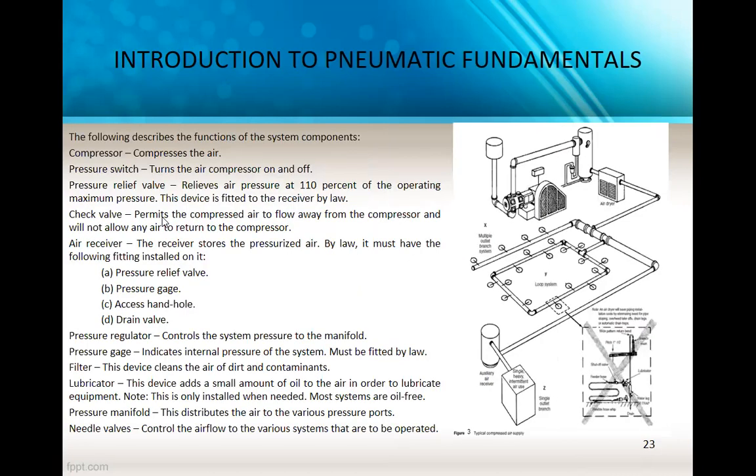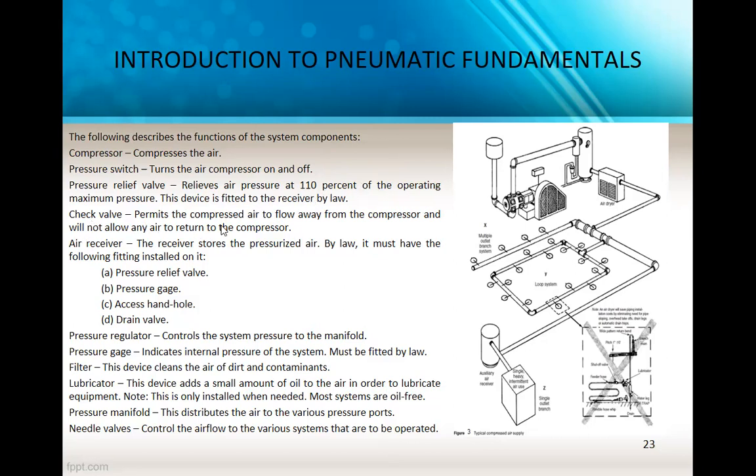So the following describes the function of the system components. So compressor, siyempre, compresses the air. Pressure switch turns the air compressor on and off. Pressure relief valve releases air pressure at 110% of the operating maximum pressure. This device is fitted to the receiver by law. Sa receiver sa nakalagay 110. Ba't nga sa 150? Sa 150, yun na yung hydro test yun. Sa testing na yun. Hydro testing yun, 150%. Sa relief valve is mga 10%.